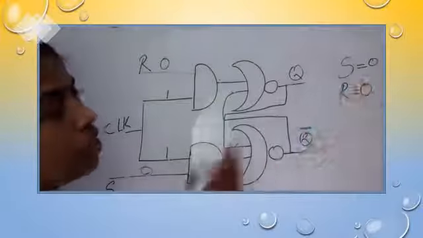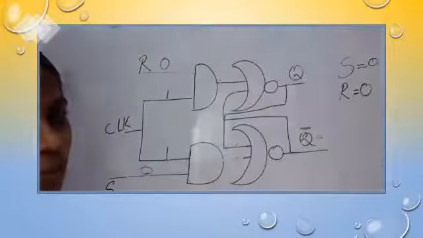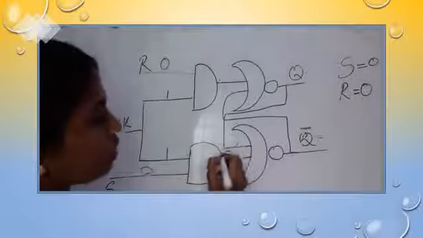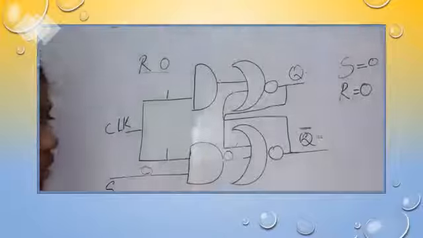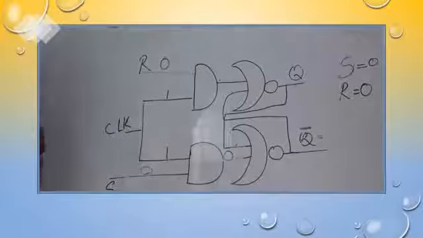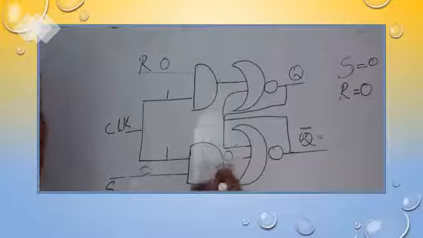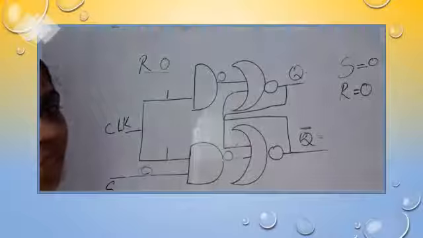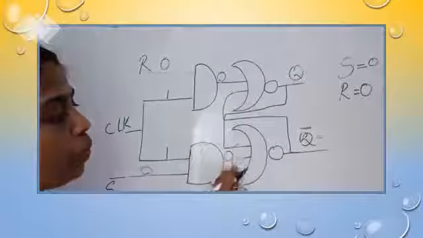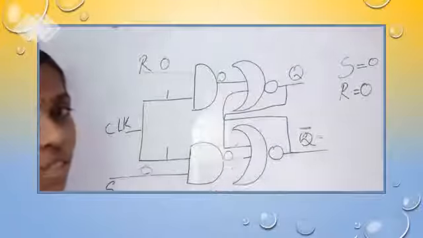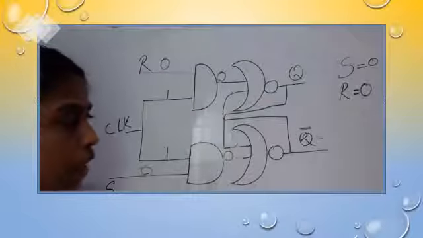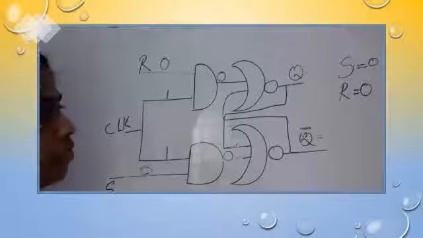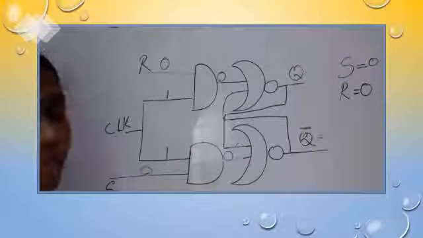Suppose the value of S is equal to 0 and R is equal to 0. In this case, what will be the output? Yes, here it is 0. What is the reason? Because in the case of an AND gate, if all the inputs are 1, the output is 1. Otherwise, it is 0. Clear? Then, can you predict the output here? No. What is the reason? Because in the case of a NOR gate, if any of the input is 1, the output is 0. Here there is no 1, so we can't predict it.